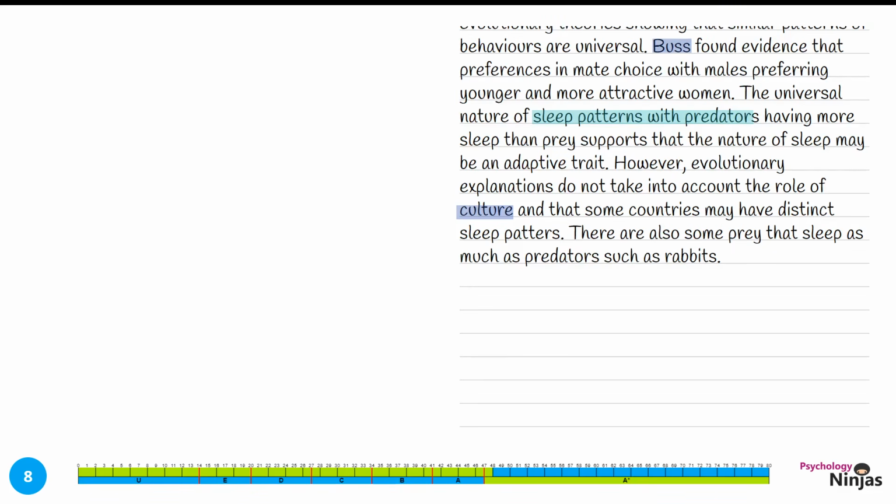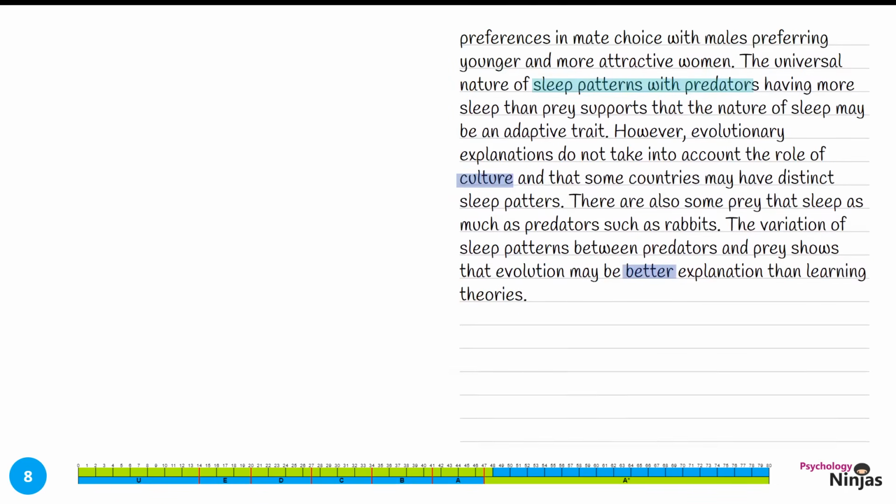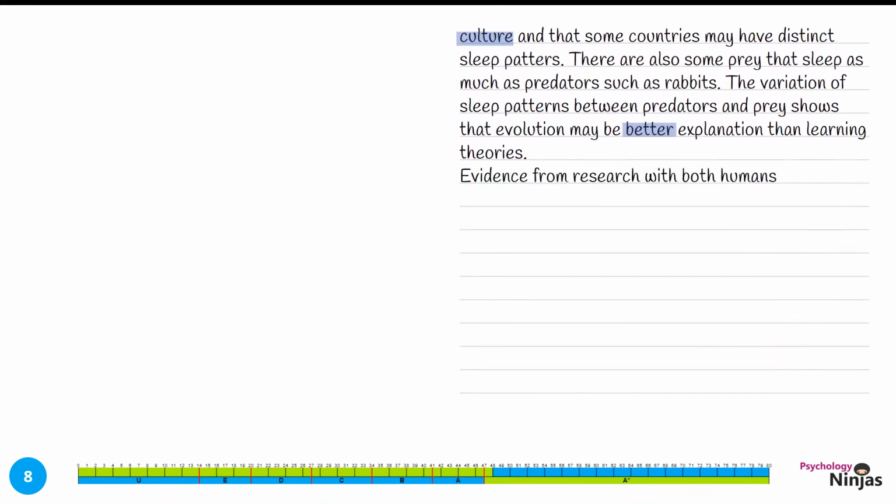It's time to give a judgment now, comparing our alternative to learning theories. The variation of sleep patterns between predators and prey shows that evolution may be a better explanation than learning theories. It's good to be definitive in our judgments to show that we've really assessed the nature of the theories that we've presented. We're now going to form a final conclusion.